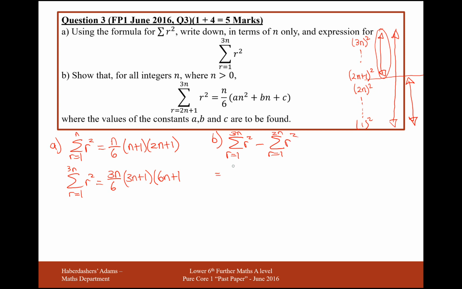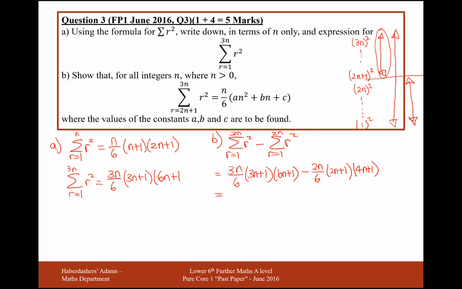So writing out the formulas for these, I'm going to get 3n over 6, 3n plus 1, 6n plus 1, take away 2n over 6, 2n plus 1, and 4n plus 1.